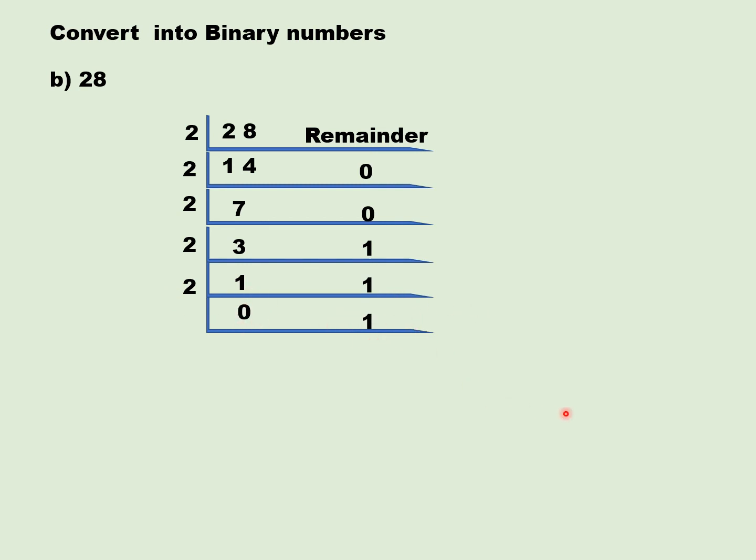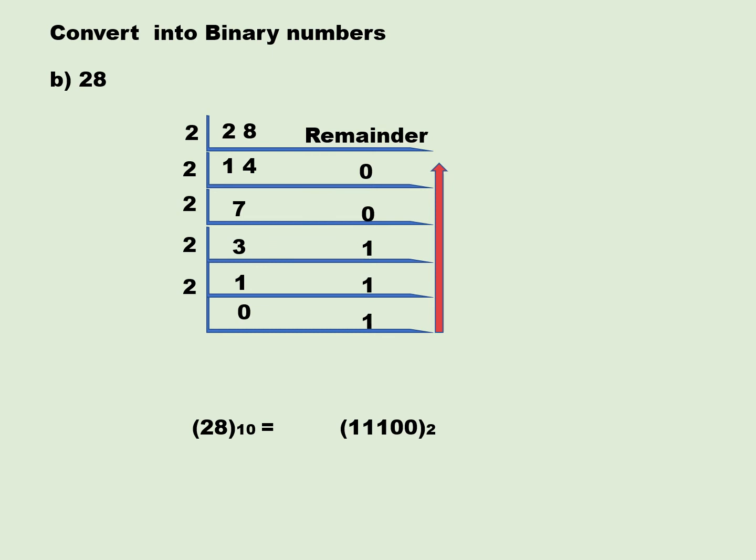Now we have completed the division. Now we'll write the answer. As we wrote in the last case, we'll write 28 with base 10 is equal to, this will be the answer, 1 1 1 0 0, means from bottom to top. In reverse order you need to collect all these remainders and write them adjacent to one another. So you will write 1 1 1 0 0 base 2. That means our 28 in the decimal system is equivalent to 1 1 1 0 0 in the binary system. So these two numbers are equal.